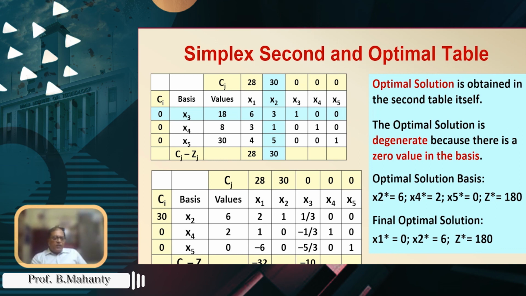Now, since we are interested in x1 and x2 values, and since only x2 value is returned, we know that x1 equal to 0 because it is not in the basis. So this fine difference must be very clearly understood so that we do not fall prey to the wrong interpretation.